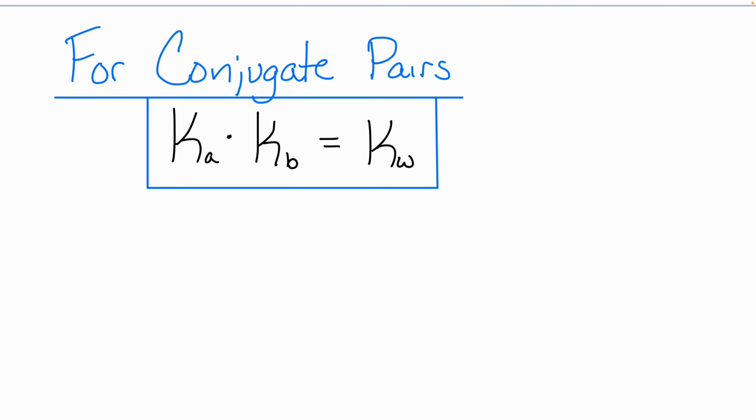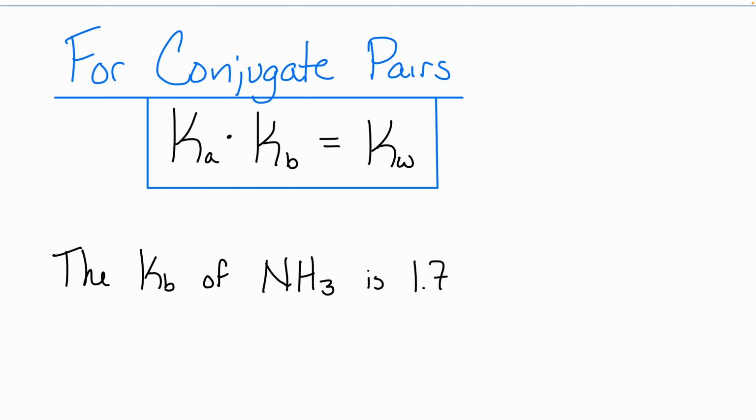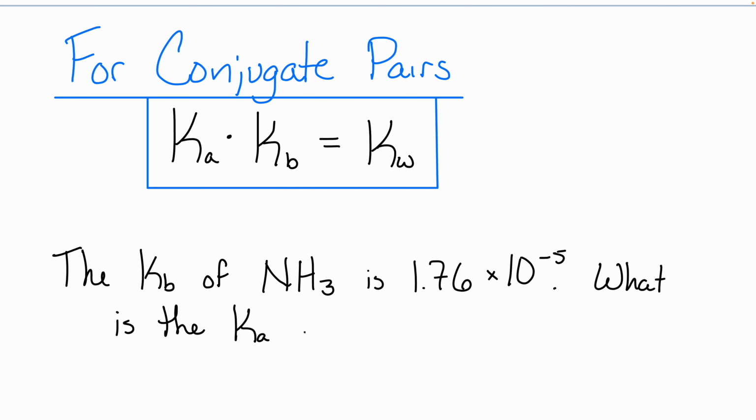Okay, I'm going to tell you the Kb value of our weak base ammonia is 1.76 times 10 to the negative 5, right? I went on that table and looked it up. And what I want to know is what is the Ka of the ammonium ion, its conjugate acid.